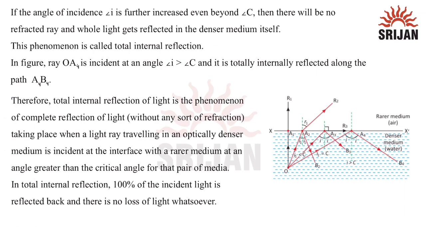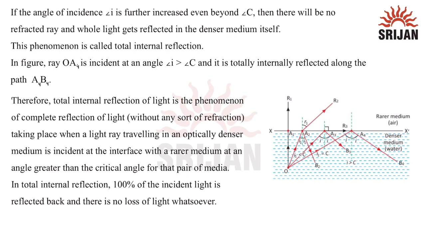If I further increase the angle of incidence more than the critical angle, then there will be no refracted ray and the whole light gets reflected in the denser medium itself, as you can see in this particular figure. In the figure you can see that for OA4, the angle of incidence is more than the critical angle. So the complete light is reflected back in the denser medium as A4 B4. Yes, so this phenomenon is what we call total internal reflection.